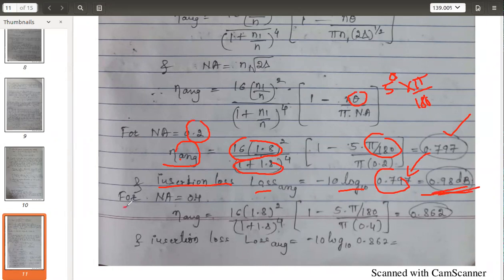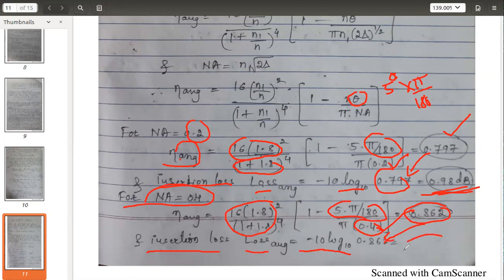Coming to the next, second possibility, that's for the second fiber, numerical aperture is 0.4. So substitute the value, ये same रहेगा, okay, everything is same except this denominator. Here it is 0.2, here it is 0.4. So you'll get 0.862. How will you calculate the loss? Loss is minus 10 log to the base 10. Whatever answer you have got, sorry, I haven't calculated here, please do that. Whatever answer you get, please put it. I have kept it blank.